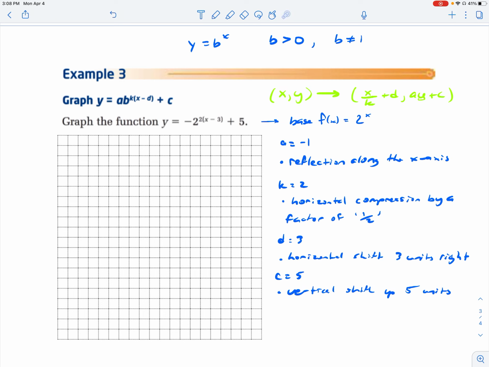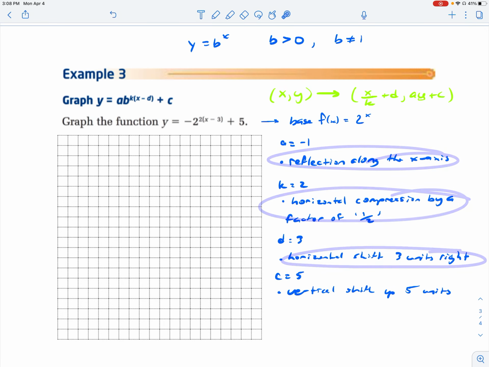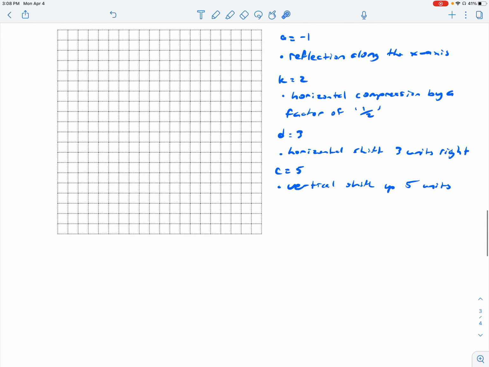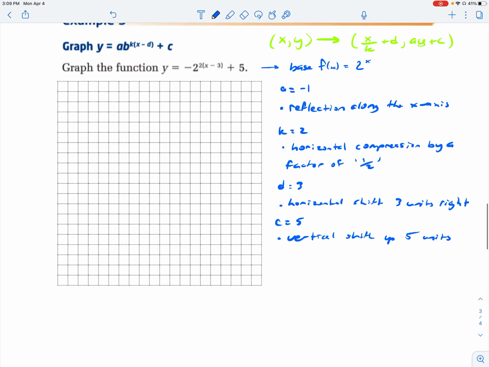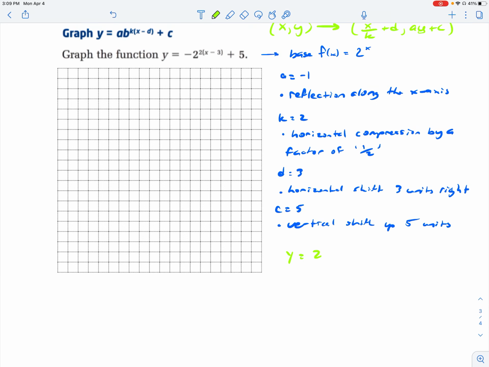Now, we really didn't need to write any of this out, but I just want to make sure we can see the transformations. Really, all we needed were the parameters. We never needed any of these statements; we just want to pick off a, k, d, and c. Once we do that, we plug them into here and map our points over. So let's start with the base function, y equals 2 to the x.